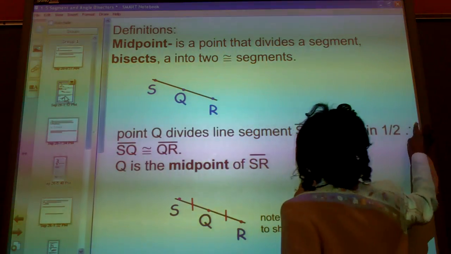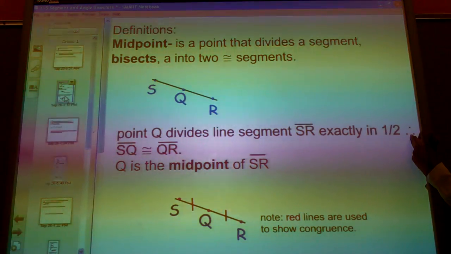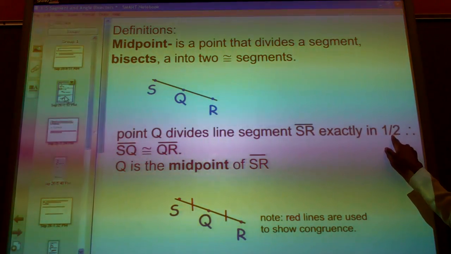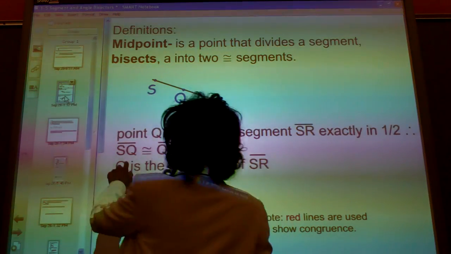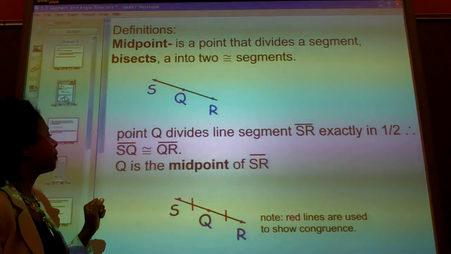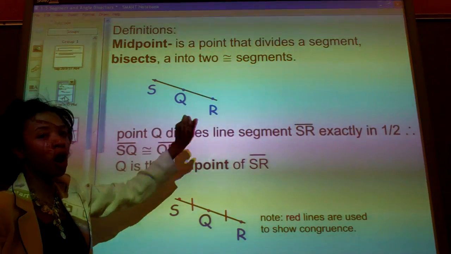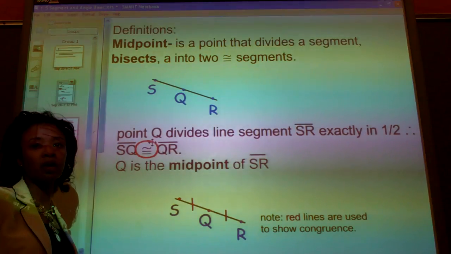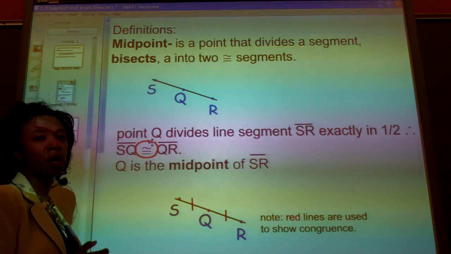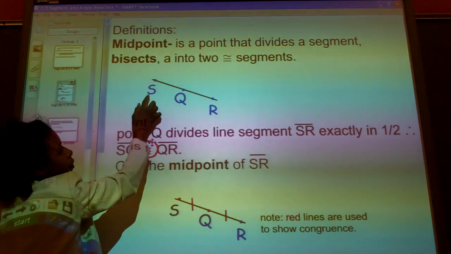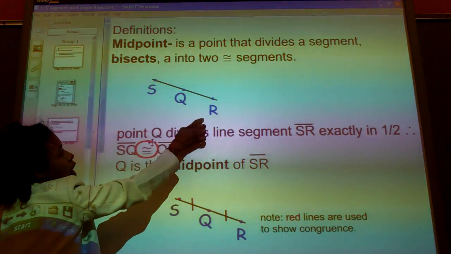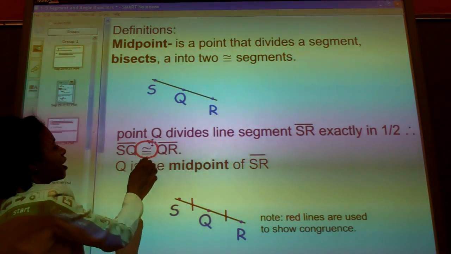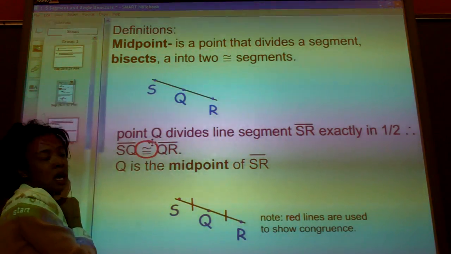And the three dots here mean therefore. So point Q divides line segment SR exactly in half. Therefore, line segment SQ is congruent to QR. And remember, we talked about this symbol, congruent, not necessarily meaning equal. Equal means I want a number. If they told me this was 8 and I put SQ is equal to QR, if I put the word equal or the symbol equal, I mean write the 8. But if I say congruent, I mean that they're the same size, same shape.